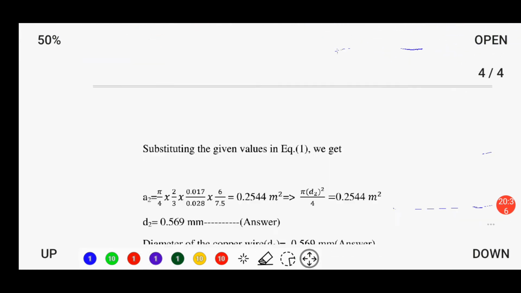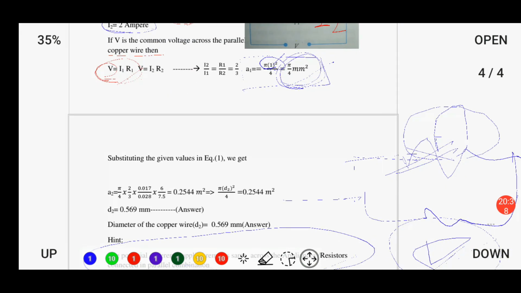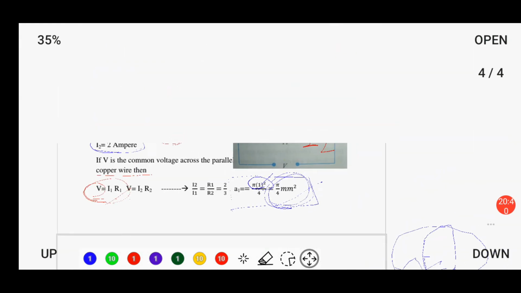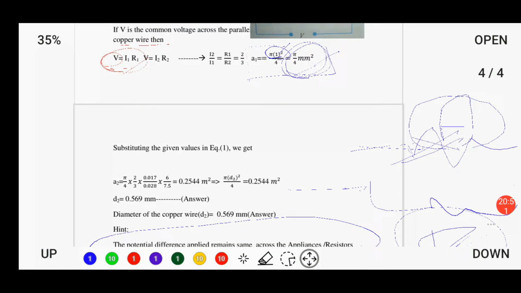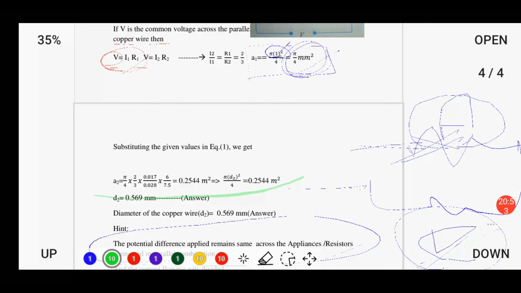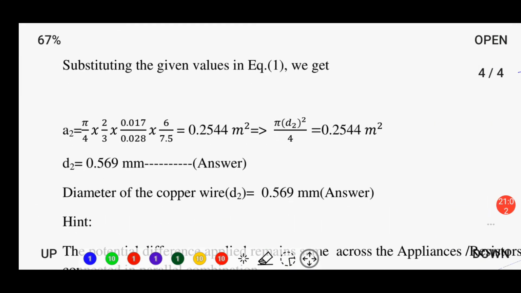And similarly, substituting all the values given here in equation number 1, A2 is equal to rho 2 divided by rho 1, L2, L1, R1, R2, A1. On substituting, what we will get? So A2 is equal to, here we have put all the values as follows. These are the specific resistivities of both the wires.